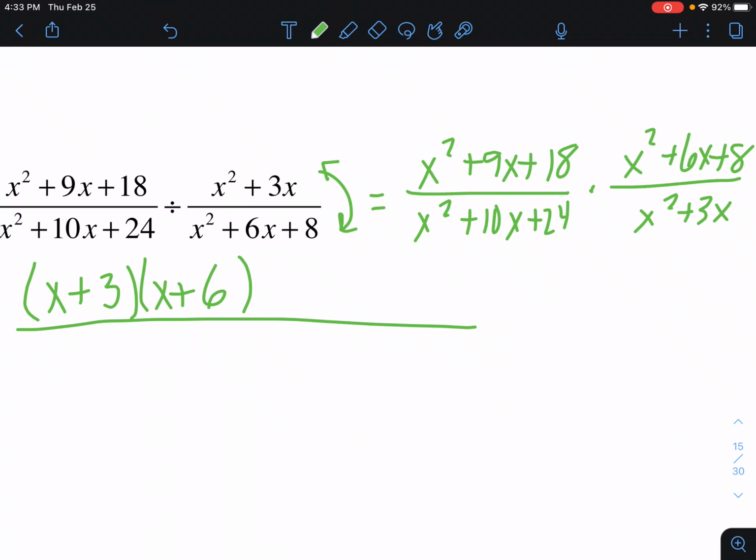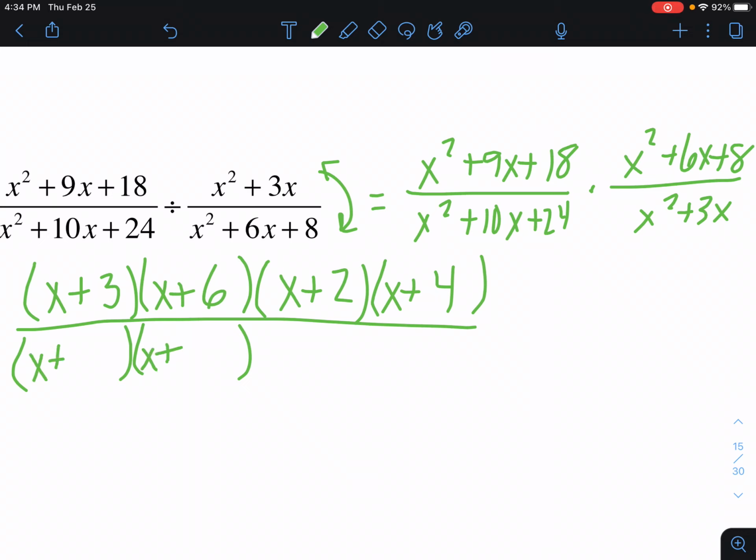Now the top right is another very easy trinomial, x plus and x plus. What two numbers multiply to get 6? Let me make that a correction, rephrase that. What two numbers multiply to get 8 and add up to 6? 2 and 4. The bottom left, another easy trinomial. So again, two binomials. What two numbers multiply to get 24 and add up to 10? 6 and 4.